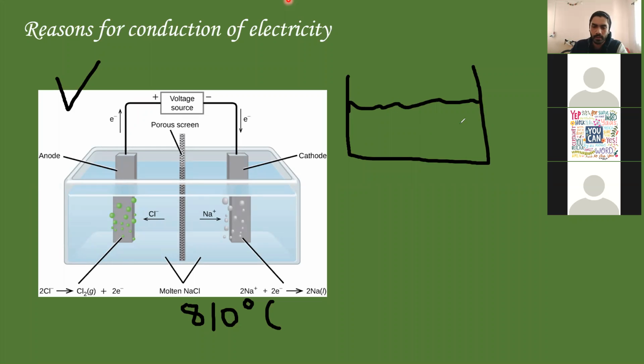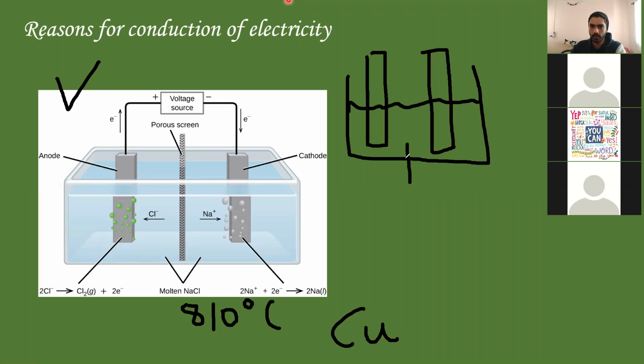Okay, we took molten NaCl. Now what we have to do is take two electrodes. The electrodes can be anything depending on the kind of reaction you want. But right now just assume that we have copper electrodes. Why copper? Because copper is a very good conductor of electricity, and your electrodes need to be good conductors of electricity. So let's say we dip two electrodes like this in the beaker which has molten NaCl, which is liquid. I dipped two copper electrodes in it. So this is copper.